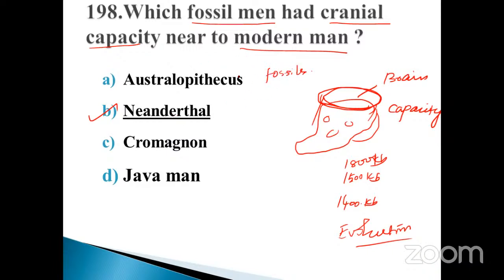But near to Homo sapiens. Near modern man means what? Homo sapiens, isn't it, my dear? So this is also related to Homo sapiens. So the cranial capacity is a maximum of about 1450, okay, my dear.